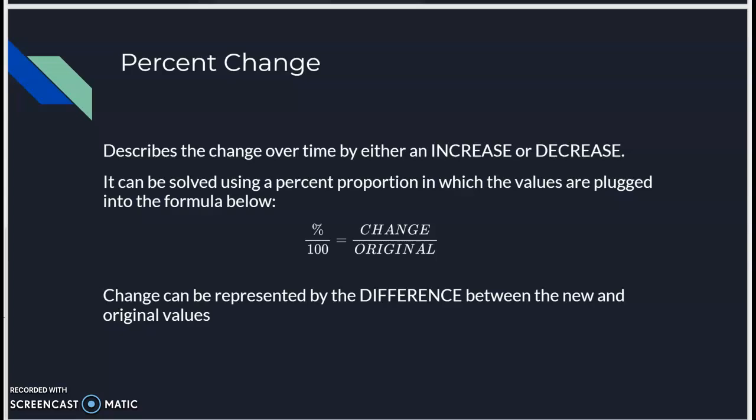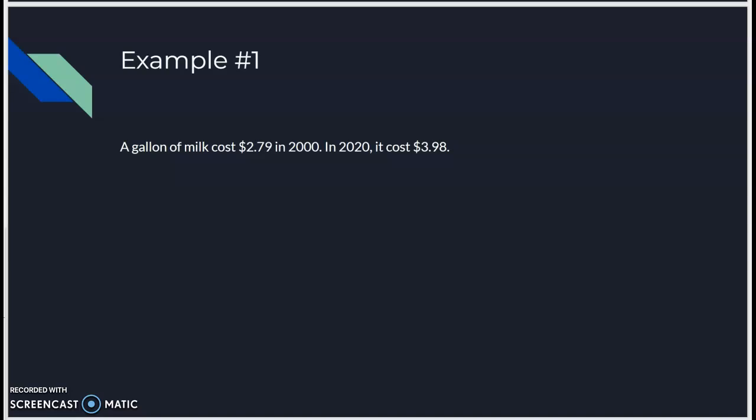And then in this proportion, change can be represented by the difference between the new and original values. So that means whatever my new and original is, I'm going to subtract to get that value. And that's what I'm going to plug in for change. All right, let's look at some examples.